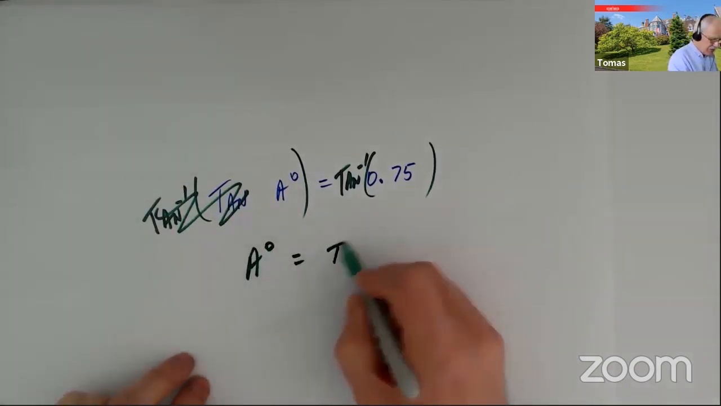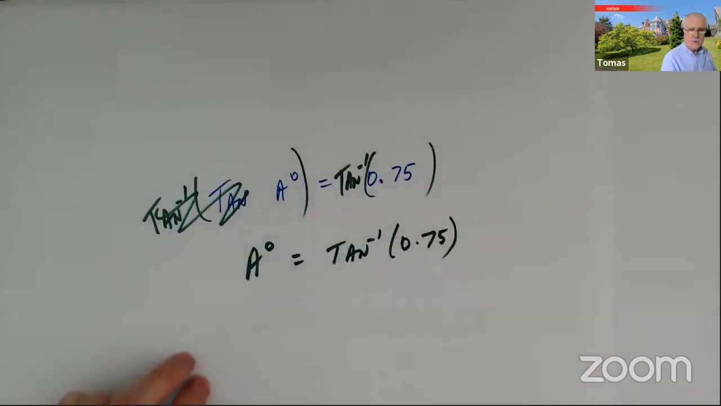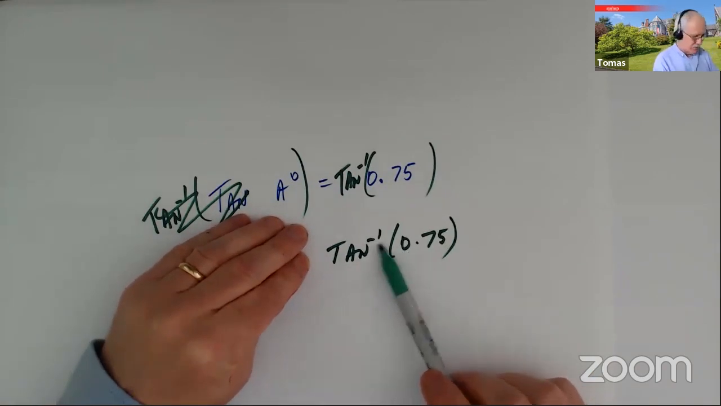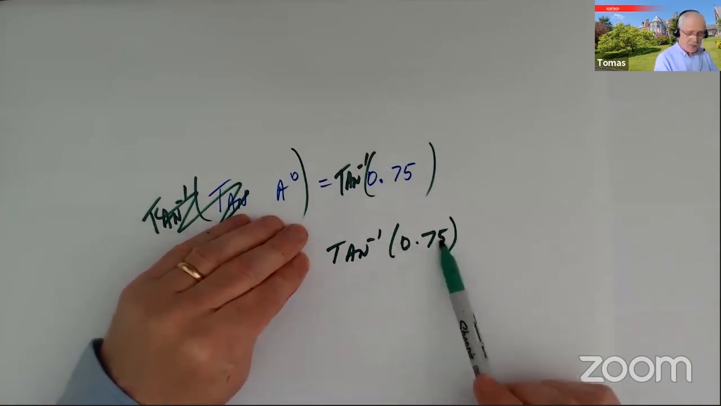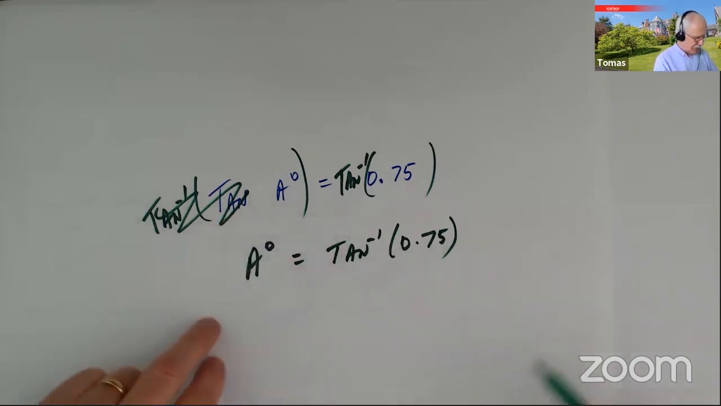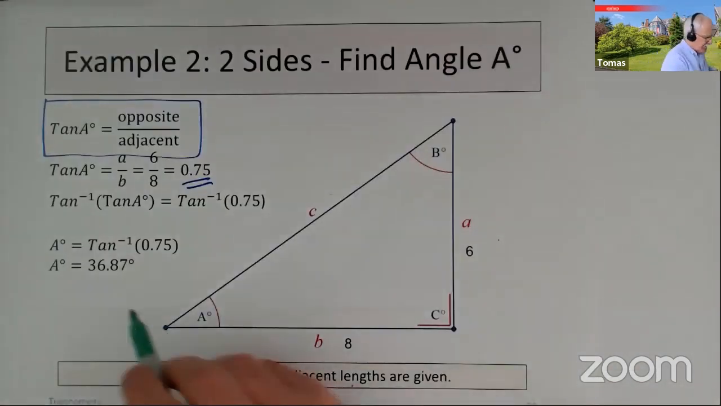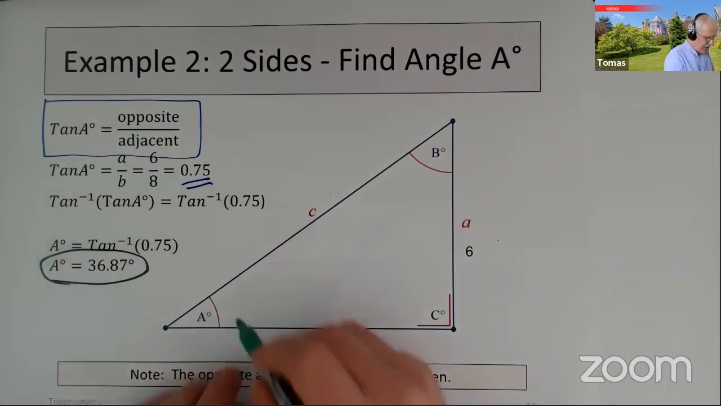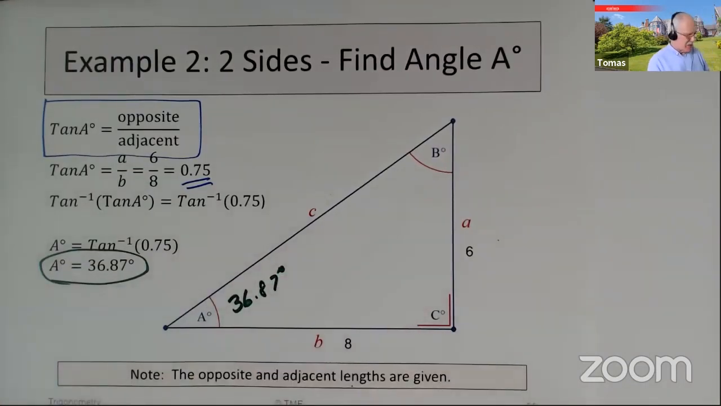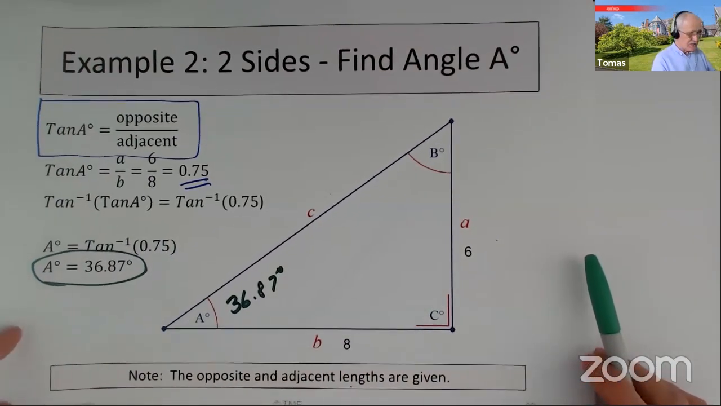So A is equal to inverse tan 0.75. Now, this looks a bit tricky, but there's no A's in here. There's no X's or Y's. That's just a calculator: 0.75, inverse tan, and I get my answer. And from that, I find that the inverse tan of that is 36.87 degrees. So that's how I did that, finding it from the right angle. That's example 2.